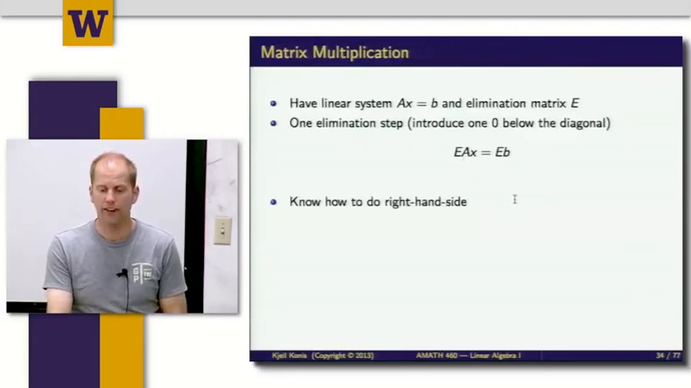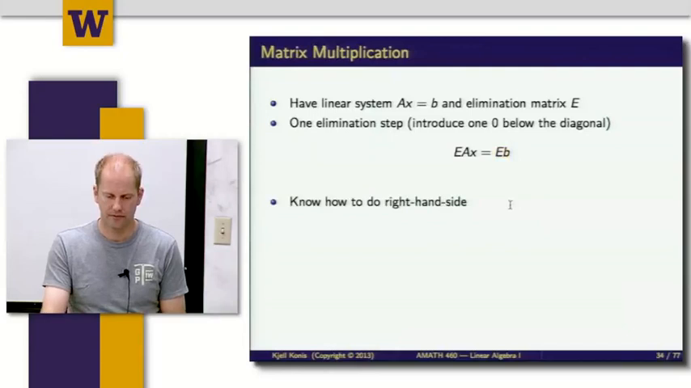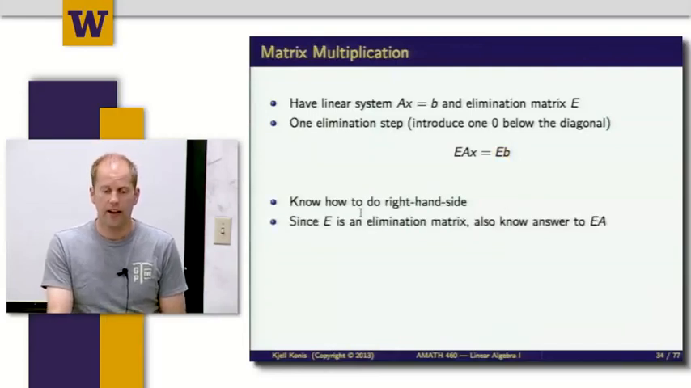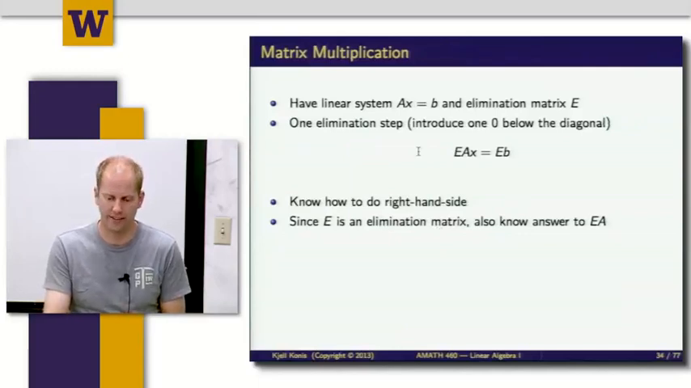So we know how to do the vector, so I know how to do elimination on the right-hand side now. And I know what effect elimination is going to have on the coefficient matrix, so I want to make sure that whatever definition I come up with for matrix multiplication, it needs to do that.